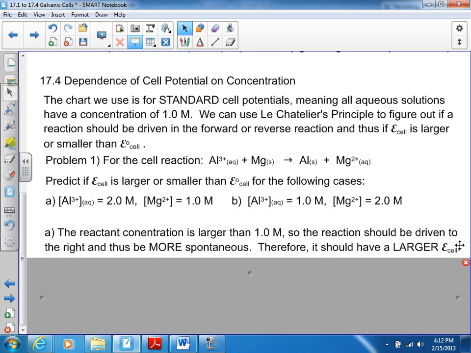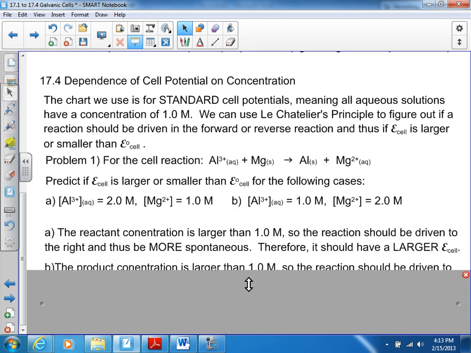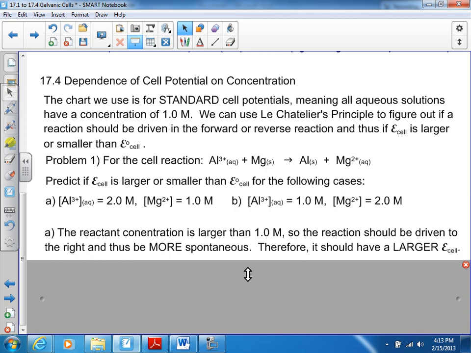And notice we lost the naught there because that's no longer a standard cell potential since the concentrations are not 1 molar. We lose that little naught when we have non-standard concentrations. For B, magnesium is bigger than 1.